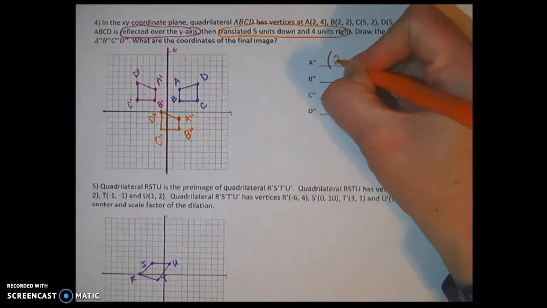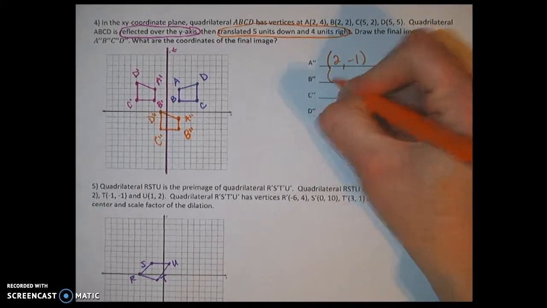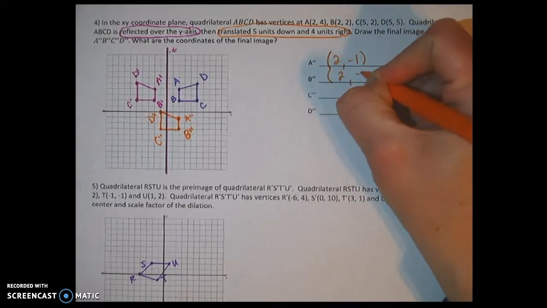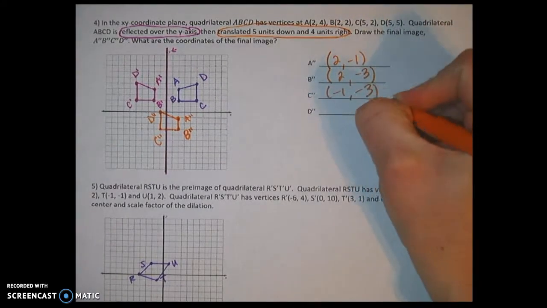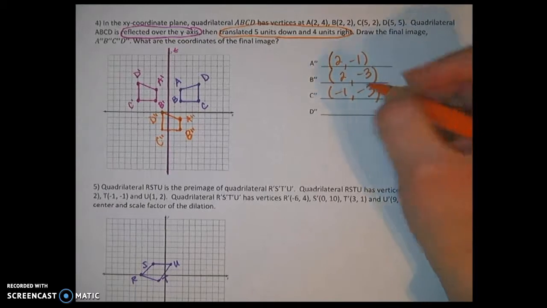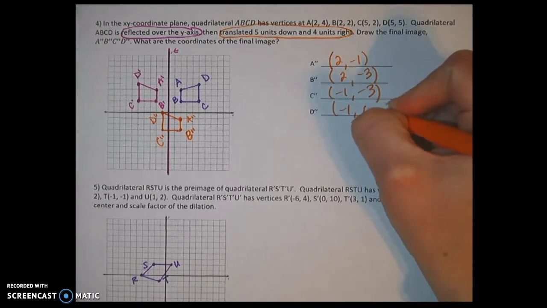Your points are as follows. A double prime is 2, negative 1. B double prime is 2, negative 3. C double prime is negative 1, negative 3. And D double prime is negative 1, 0.